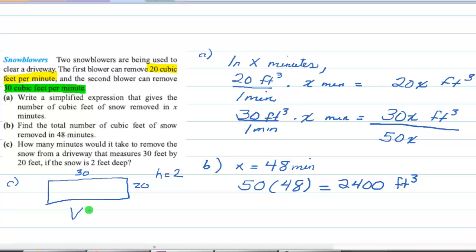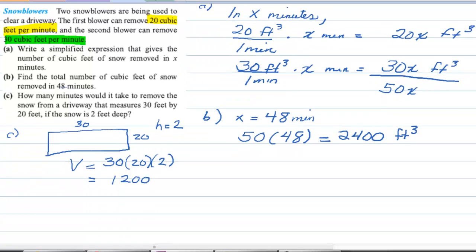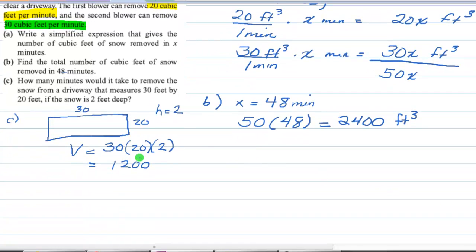And so we need to figure out the volume of this. It would be like a very flat box if you think of it that way. And so the volume would be found by multiplying the length, the width, and the height of the snow together. So 30 times 20 times 2. And that's going to give us 1,200 cubic feet of snow that the driveway has. And we have to remove that with our 2 blowers.